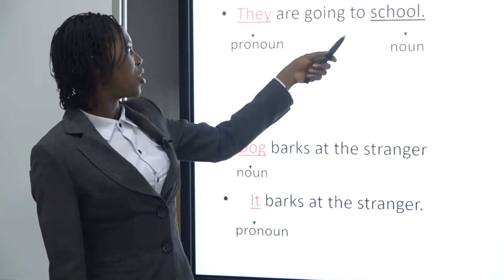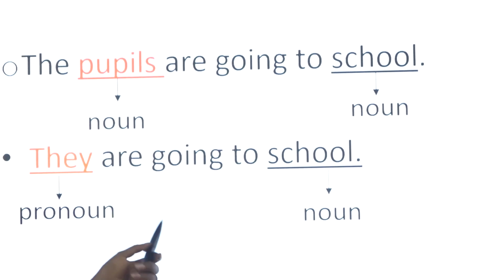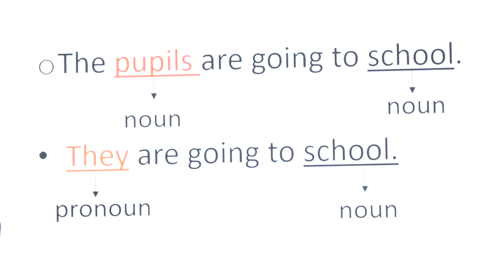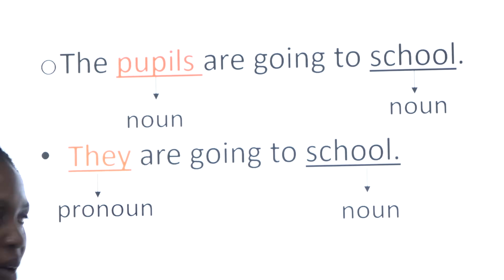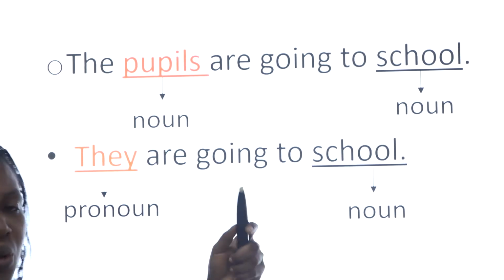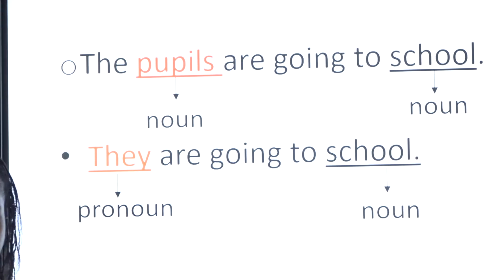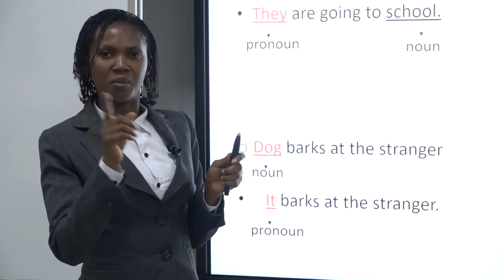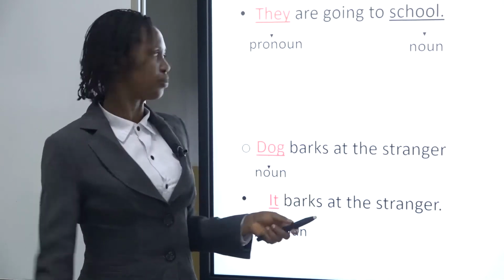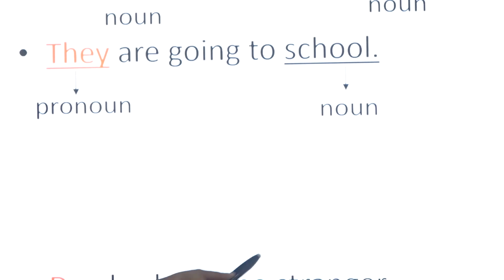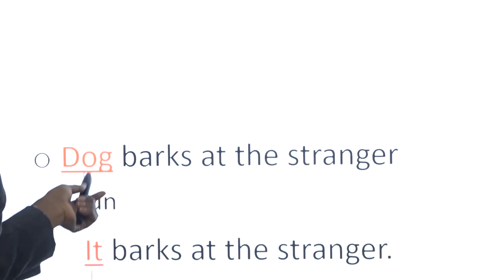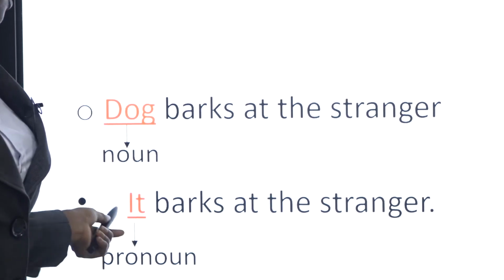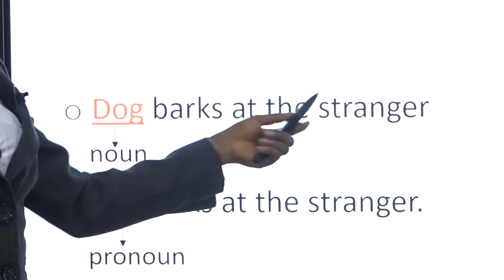The pupils are going to school. Pupils is a noun. School is also a noun. We are now going to change it to pronoun. They are going to school. They replaces the pupils because pupils is more than one pupil. Next, the dog barks at the stranger. Dog is a noun and is an example of an animal. Then we replace it with: it barks at the stranger.